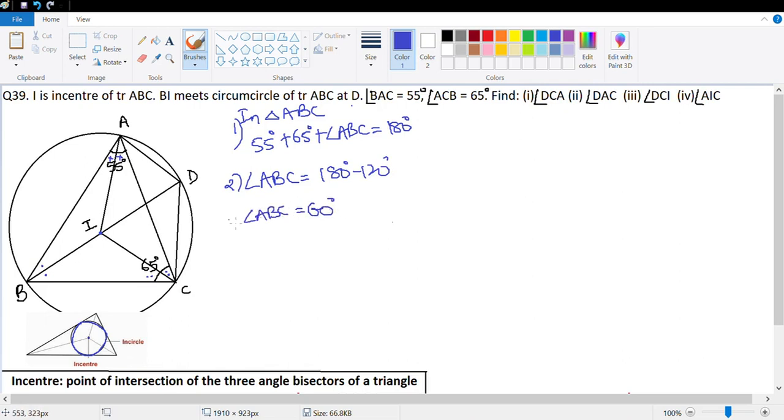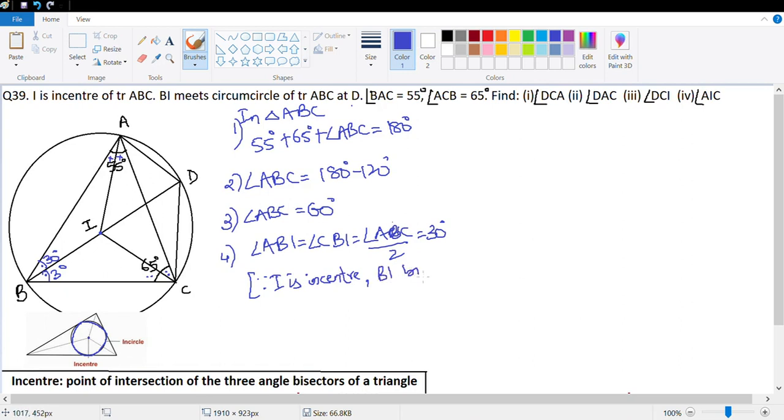Now since I is the in-center, angle ABI is equal to angle CBI, which is equal to angle ABC upon 2, which is 30 degrees. So this angle here is 30 degrees, and this angle is also 30 degrees. The reason is that since I is the in-center, BI bisects angle ABC. Good, let's look at the next one.